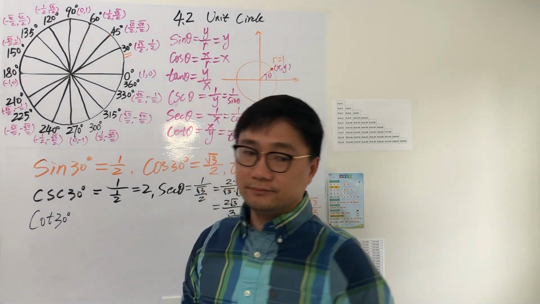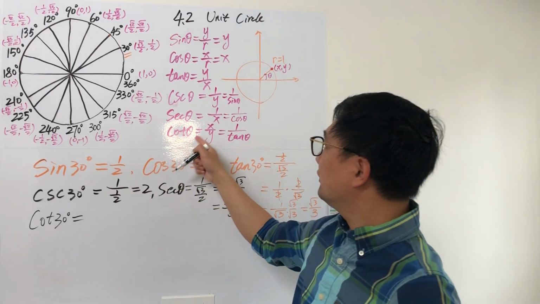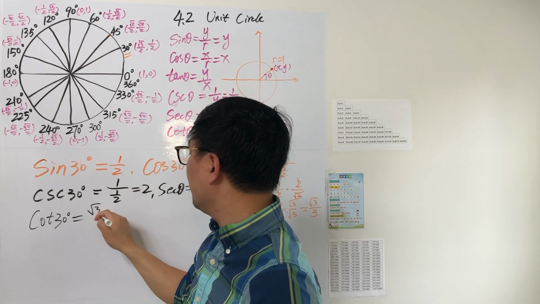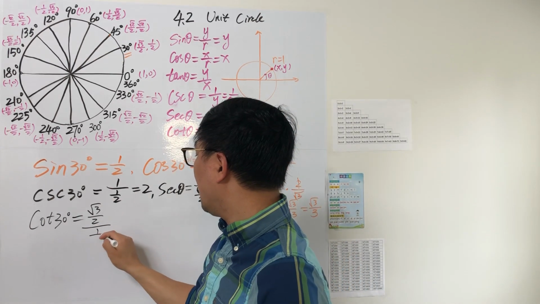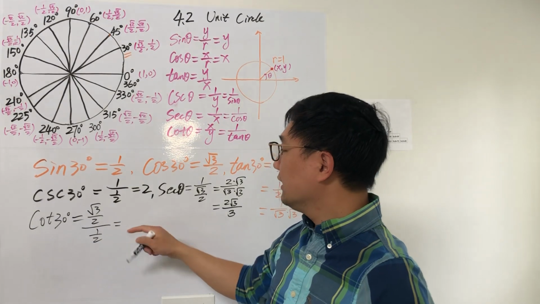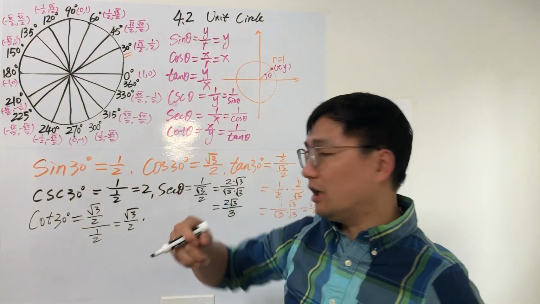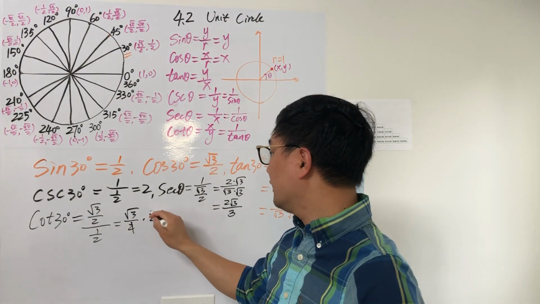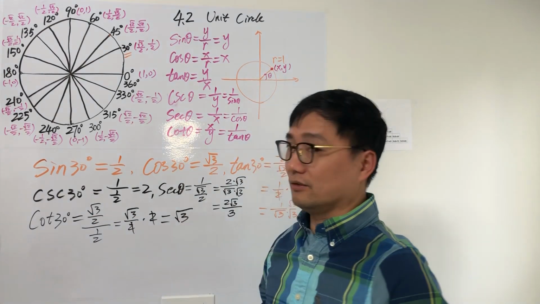Cotangent 30 degree. Cotangent 30 degree, so based on the definition, it's x over y. So x is radical 3 over 2, right? And then over y is 1/2. So the same thing, fraction over fraction, that means the top fraction times the reciprocal of the bottom, then flip the bottom to 2. 1 over 2, flip them to 2. And then you cancel out the 2. Finally, cotangent 30 degree is radical 3.